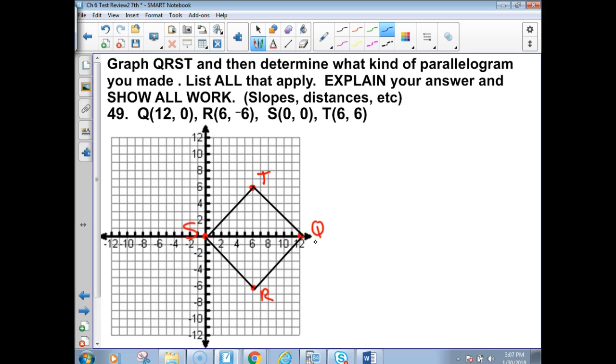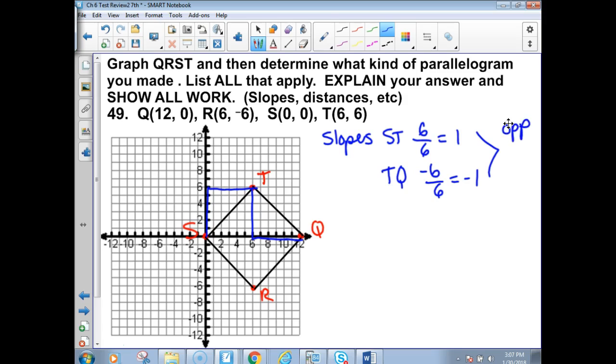Okay, but to prove that it is a square, let's find the slopes. Slopes can tell us a bunch of stuff. To climb from S to T, we go up 6, right 6. Slope of ST is 6 over 6, which is 1. The slope of T to Q, down 6, right 6, which is negative 1. These are opposite reciprocals, which means those lines are perpendicular. So sides are perpendicular, which means we have right angles.